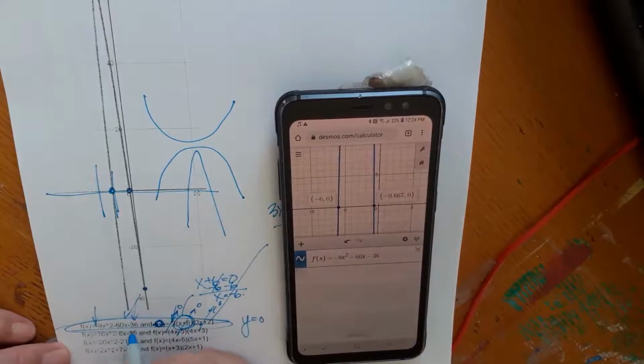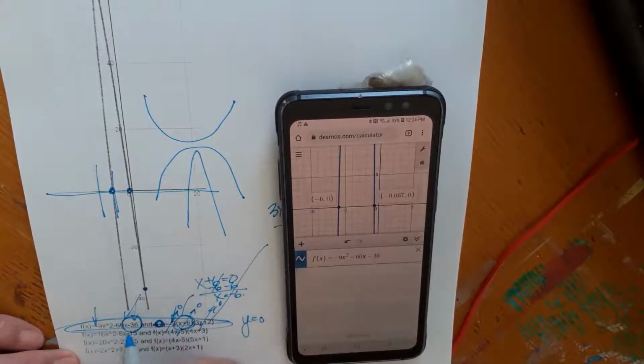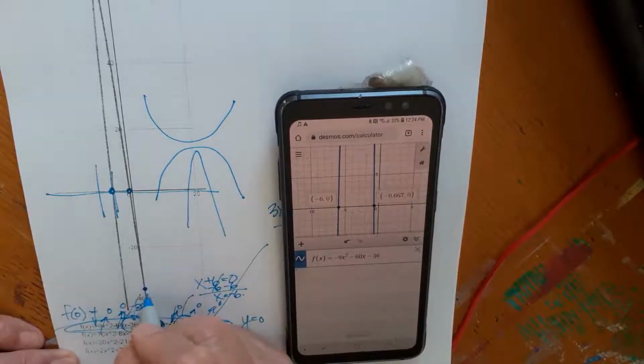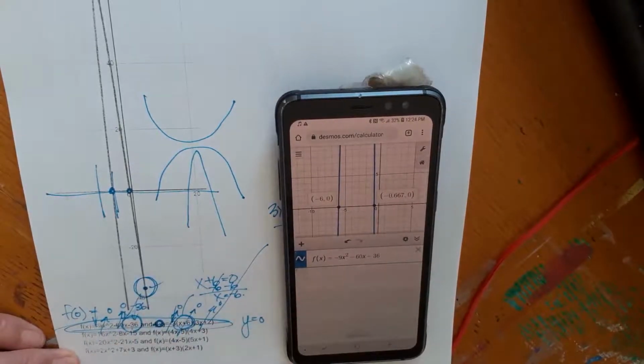But how do we know that this 36 is the y-intercept? Because the x values are 0 here. So if all the x values were 0, we would say f of this 0 goes in here, would produce a 0 here, would produce a 0 here, and we'd be left with minus 36. So we know that the y-intercept is going to be at minus 36 right here, and that checks out too.